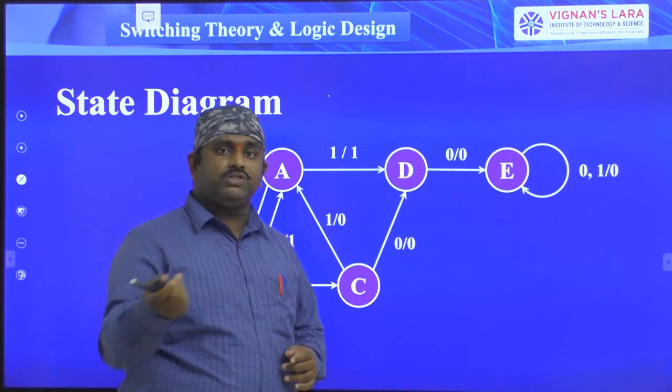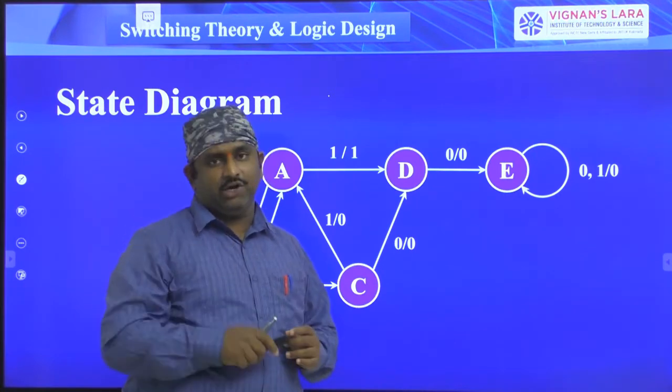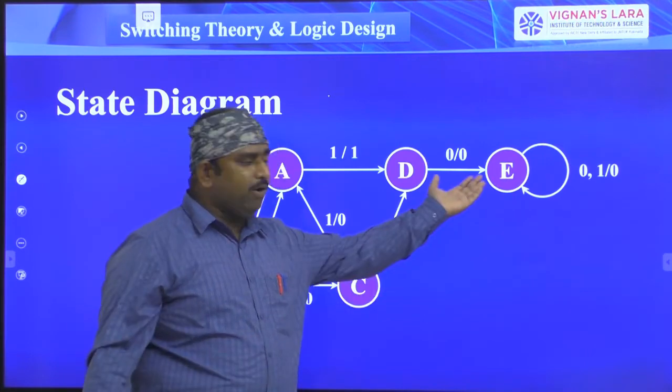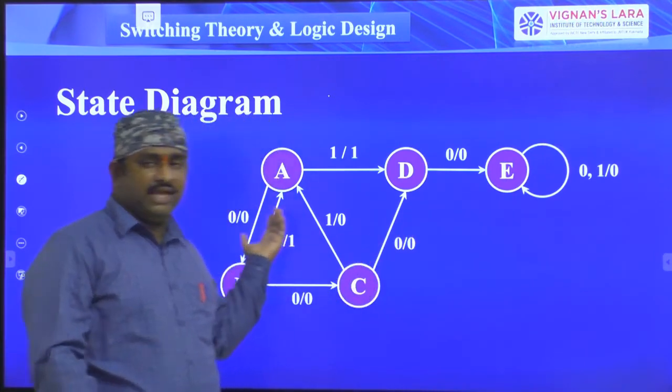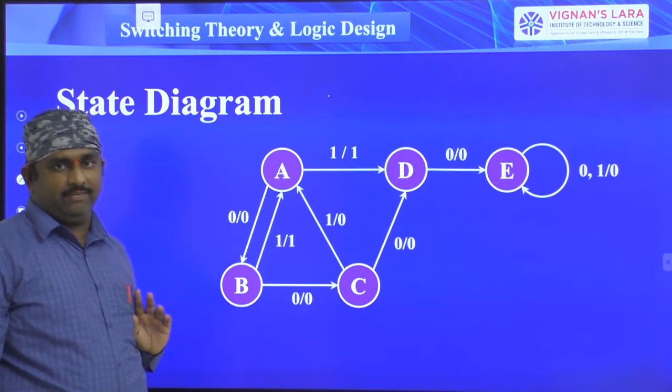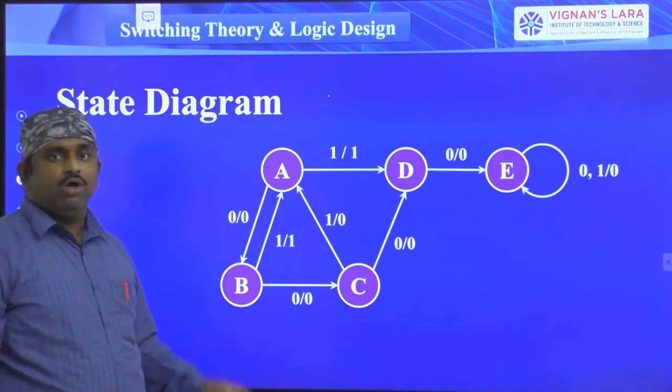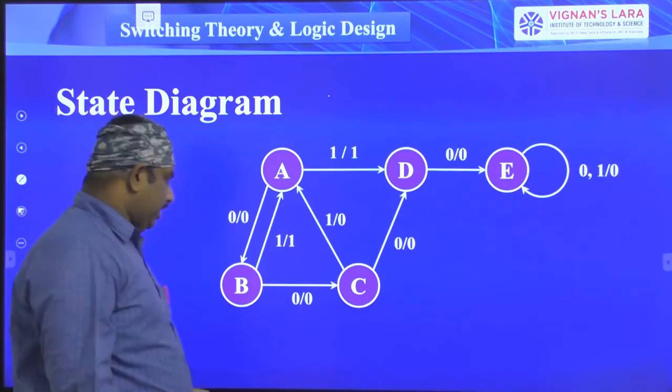That is, the previous output follows as the present output. This combination we have seen in flip-flops and latches. The same output we will get. So this is an example of the state diagram. From the state diagram, now you have to draw the state table.